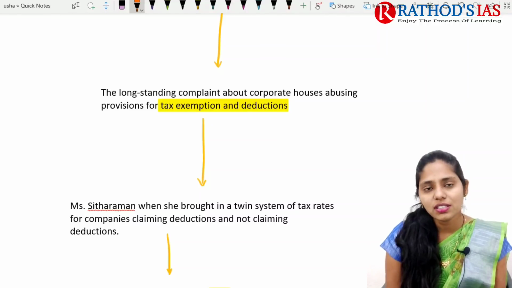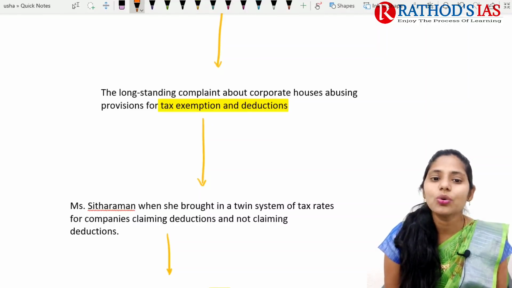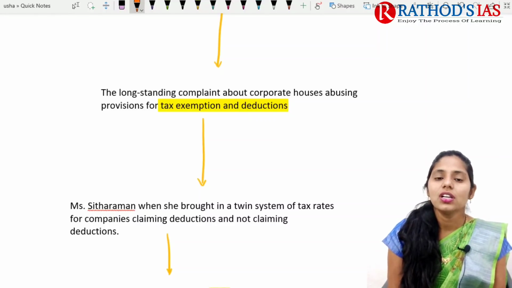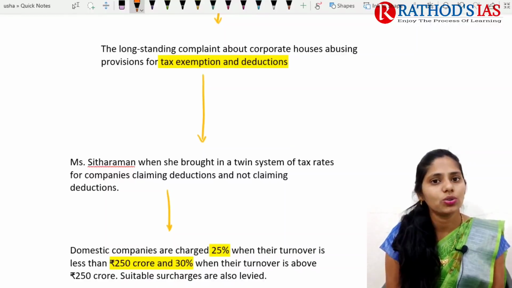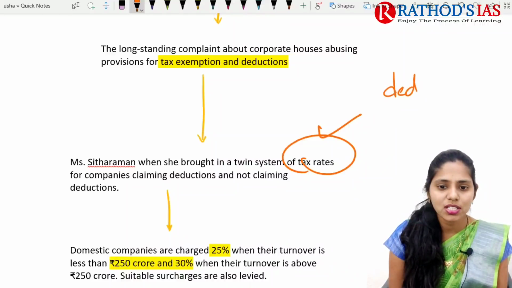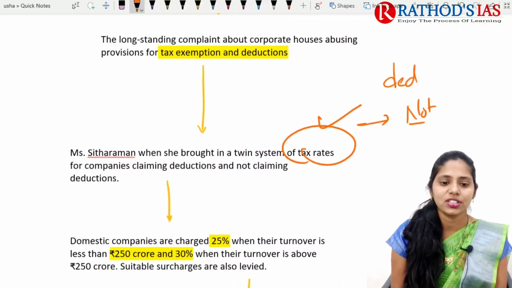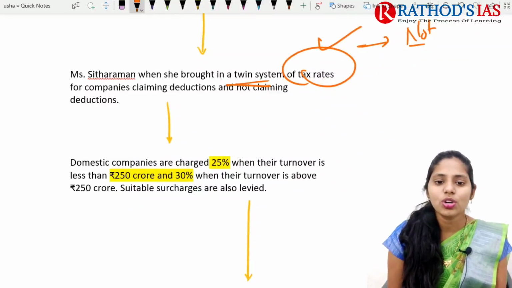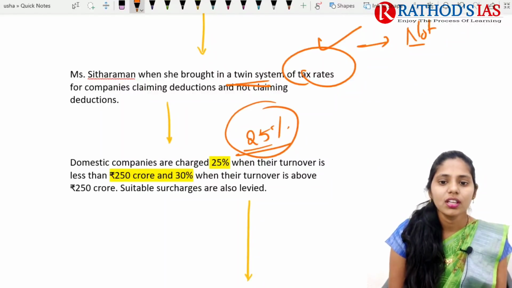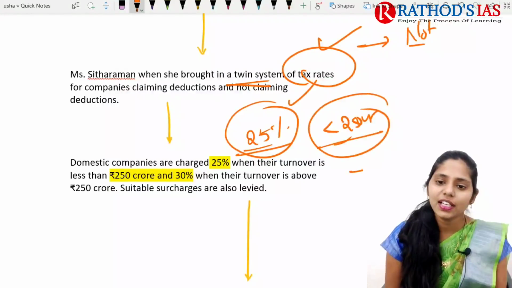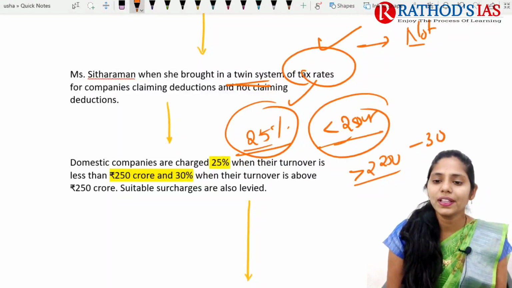Not only this, there are many companies that are mainly going for tax exemptions, and tax deductions are also going on. Because of this, our finance minister needs to come up with some steps. Already our finance minister has taken some steps, that is, this twin system of tax rates, especially for the companies who are claiming deductions and those who are not claiming these deductions. If you are talking about this twin system of taxes, domestic companies are charged 25% when their total turnover is less than 250 crores, okay, and if their turnover is more than 250 crores, they need to pay 30% tax.